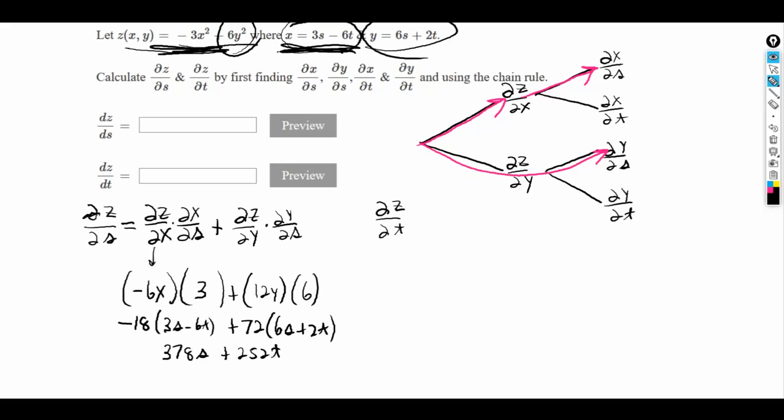Since we've already written our tree diagram, we can see from our tree diagram that we can get to t by doing zx and then xt, and zy and then yt. So that would be our formula for the partial of z with respect to t.